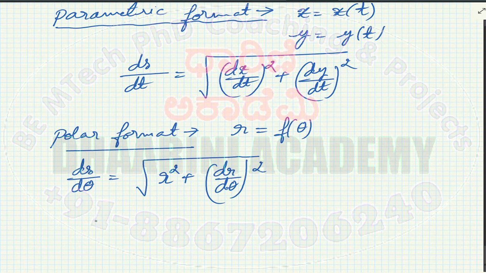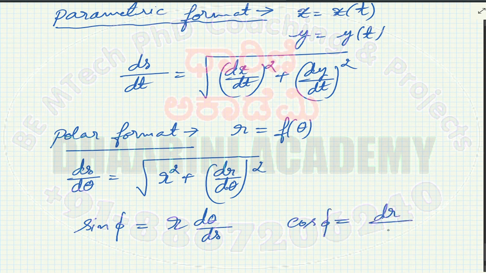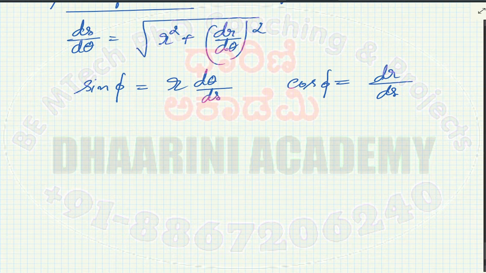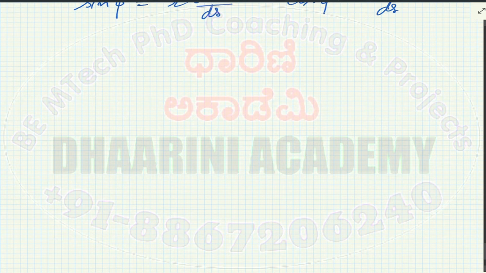In addition to this, we need the following formulas. One is sine phi, which is equal to r d theta by ds. Then we might also require the cos phi formula. Cos phi is equal to dr by ds. Using all of them, we can calculate the required derivative of arc length depending upon which problem is given. We just have to understand whether the given problem is type 1, type 2 or type 3. All right, let's solve some problems based on this concept, that is, to find the derivative of arc length.